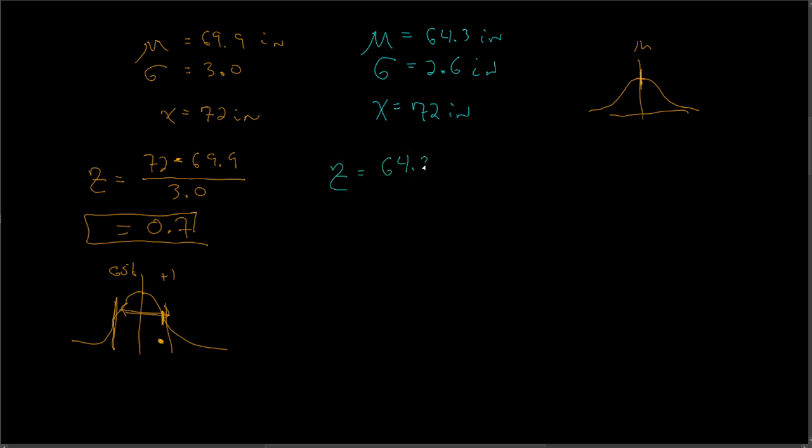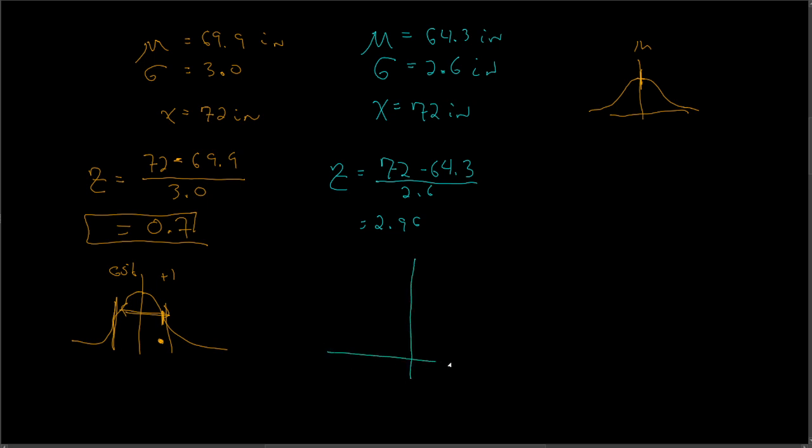So we'll do 64.3, because that's our mean, and 72 is our data value. So 72 minus the 64.3 divided by 2.6. So I'll go to my calculator, 72 minus 64.3, and I'll divide the solution by 2.6, and that gives me about 2.96 as a standard deviation.